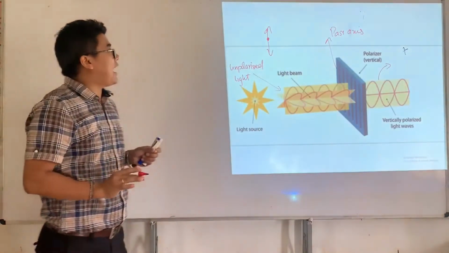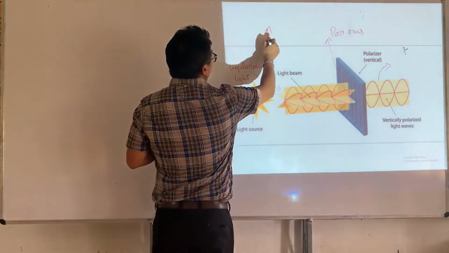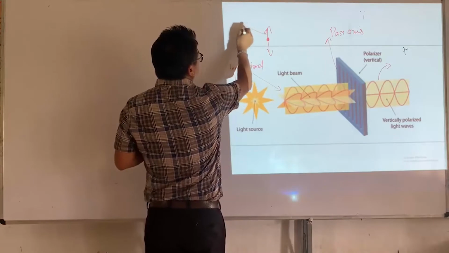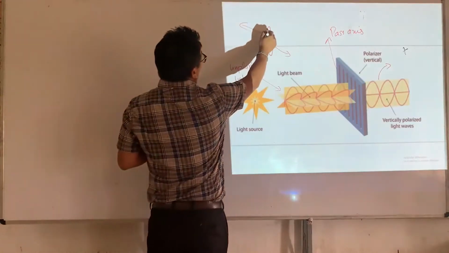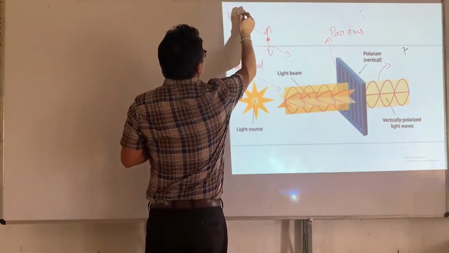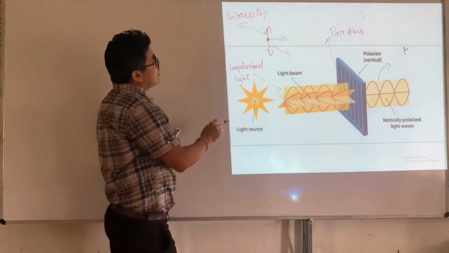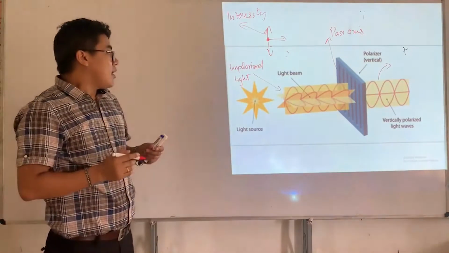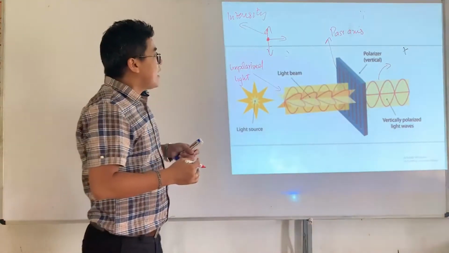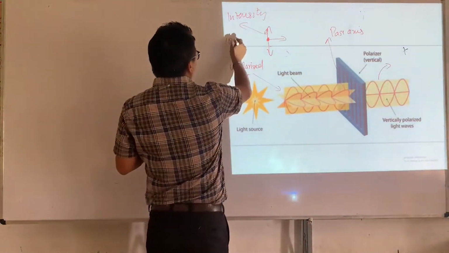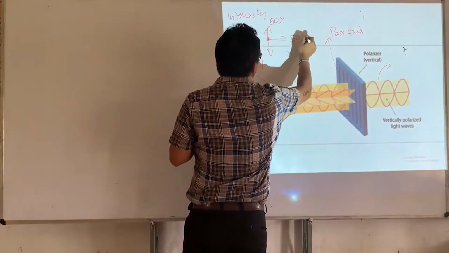Since this is unpolarized light, the intensity of light can be defined in two parts. That is, intensity due to these vertical oscillations, and intensity due to these oscillations. So look at here. When a light passes through this polarizer, which is vertically polarized, out of 100% of the intensity, 50 is for this and 50 is for that.